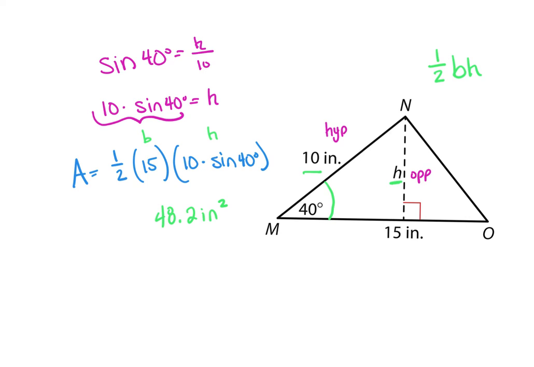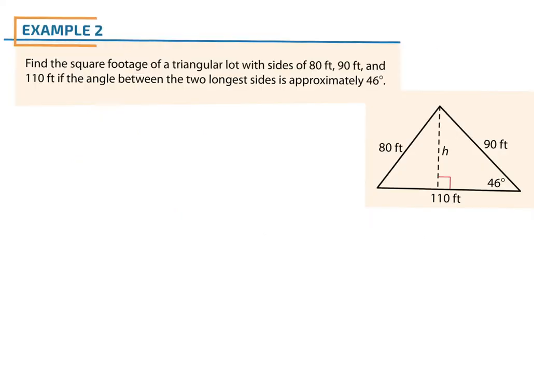All right, look at the next example. Example 2. Find the square footage of a triangular lot with sides of 80 feet, 90 feet, and 110 feet. They've given me all 3 sides, but that still does not give me the height of the triangle. They did, however, give me the angle between the 2 longest sides of 46 degrees. So they gave me this.